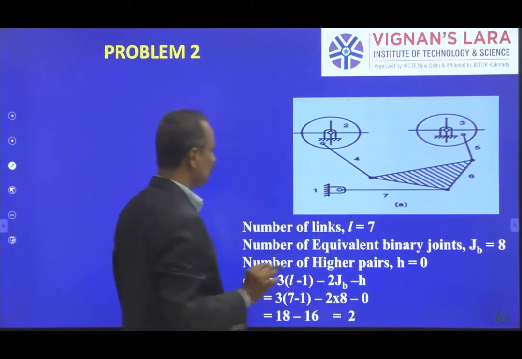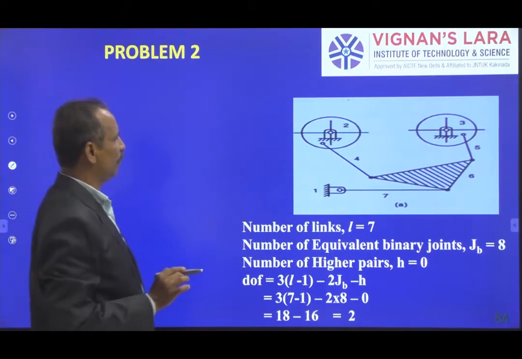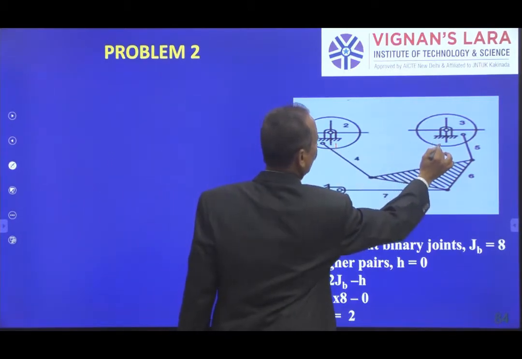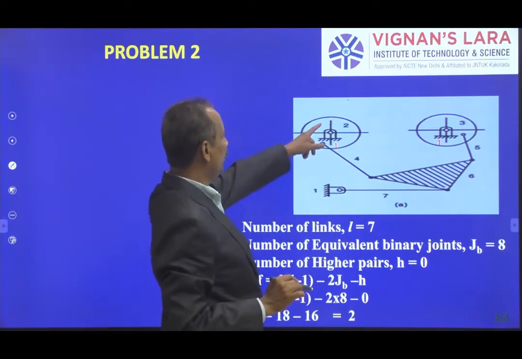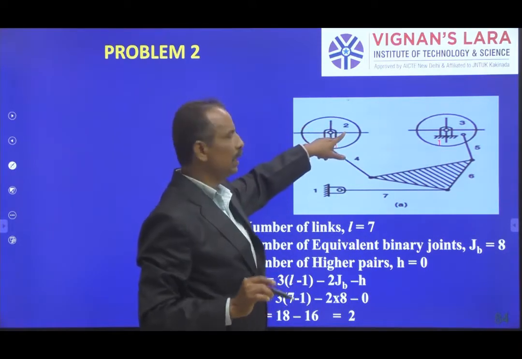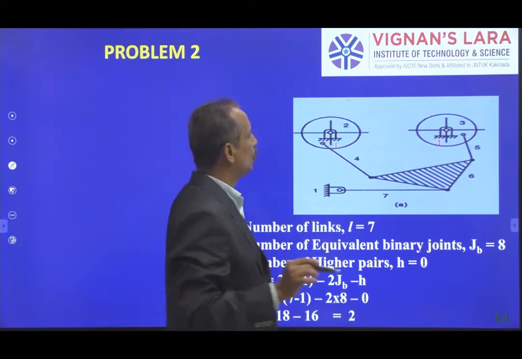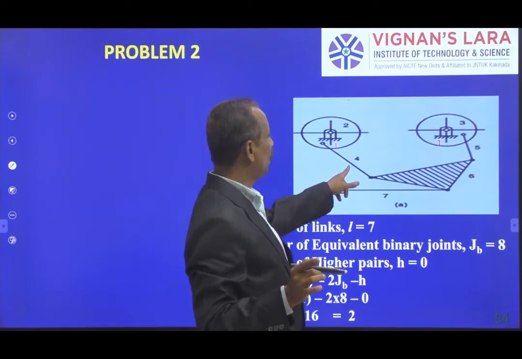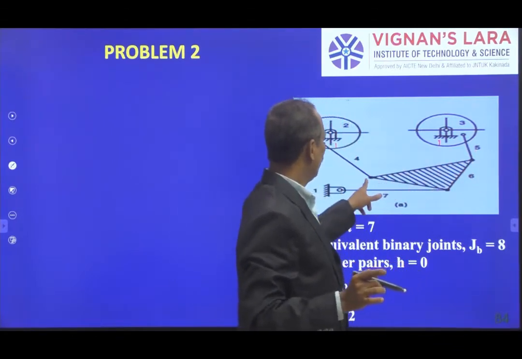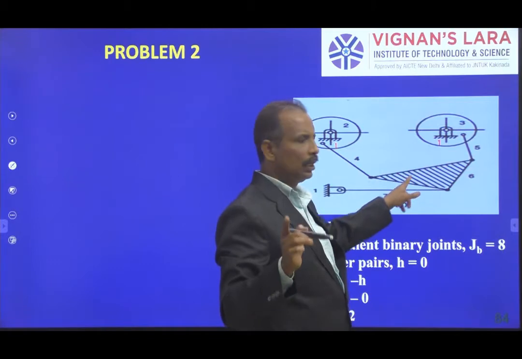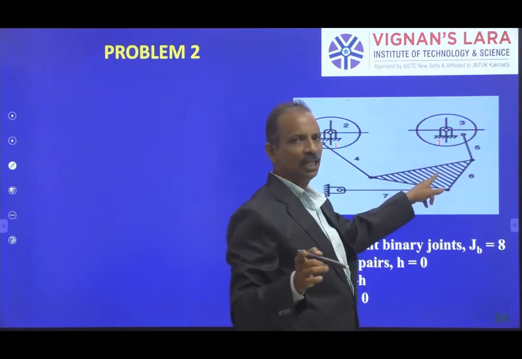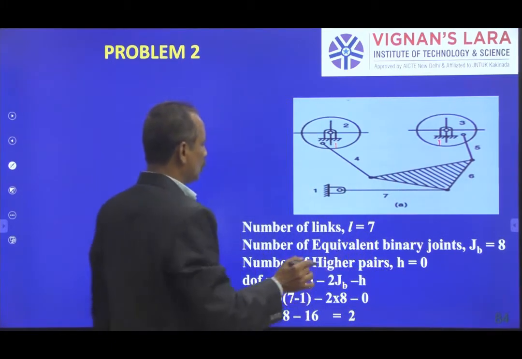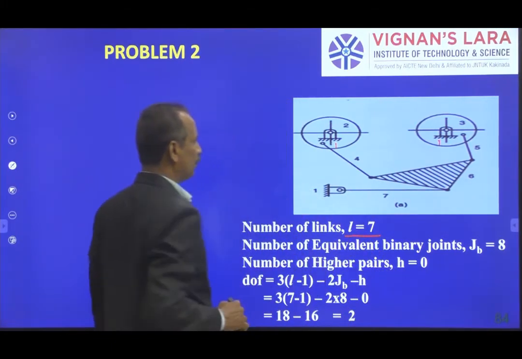This is another mechanism. First count how many number of links are there. Fix it all 1, 1, 1. This is 1. Then coming to this circle is a crank, that is the 2. Then this circle is another crank 3. Then this is 4. This is 5. And as I just now stated, if you have a hatching like this, that means a single link. This is 6 and this is 7. So the number of links are 7.